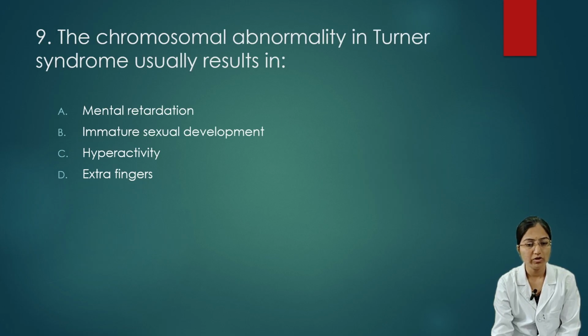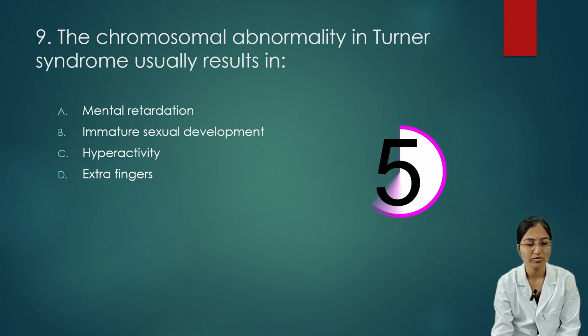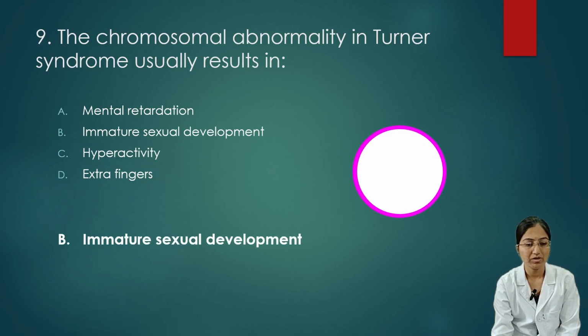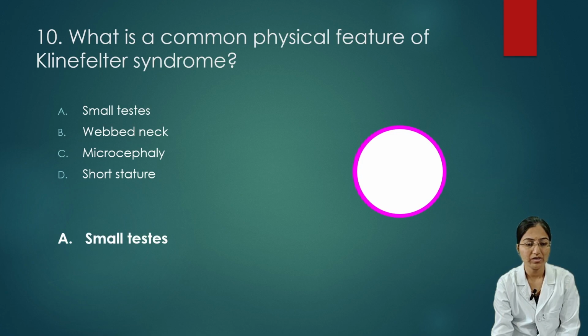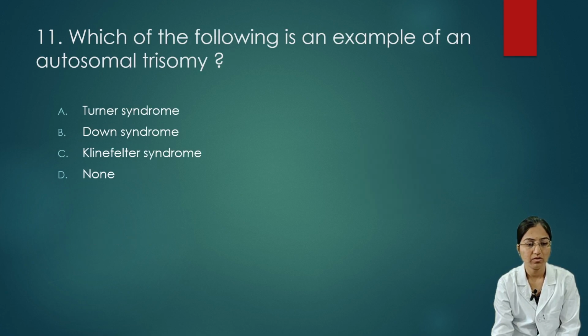Next question. Which chromosomal abnormality in Turner syndrome usually results in? Options are given. Right option is B, that is immature sexual development. Next question. What are the common physical features of Klinefelter syndrome? Right option is A, that is small testes.